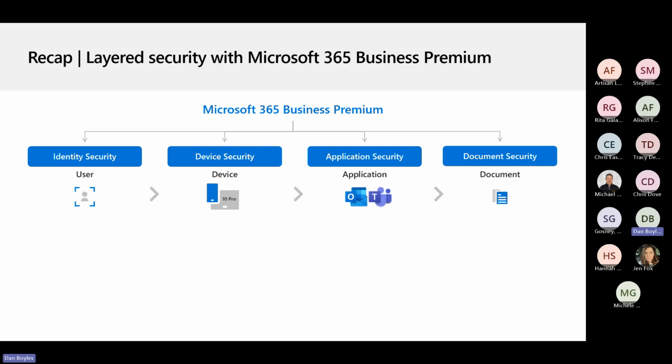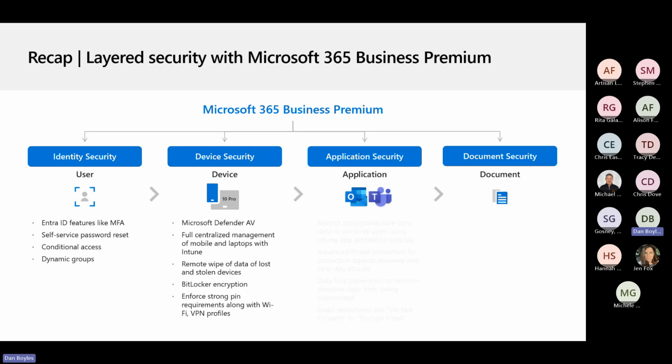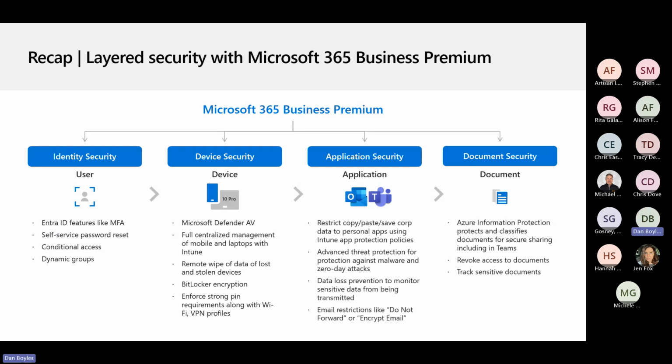Now, if we have a little look just on the recap on this over the next 8 minutes, layered security. So we've got identity security, we've got device security, application security, and document security. Right, all these things here play a part in what you have. Now, the biggest thing alongside this is that really, for you as a business to be GDPR compliant, to be managing your users, to be managing communications, there's a lot of things that go into it. Well, there's a huge amount of work that goes into it.